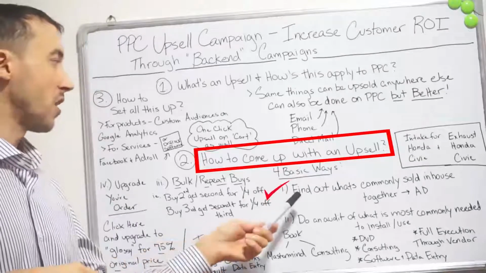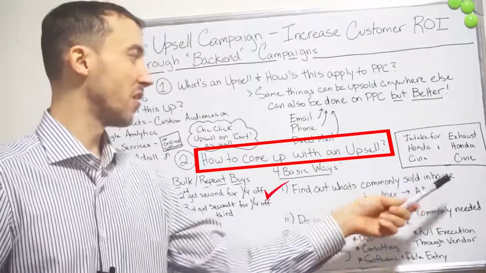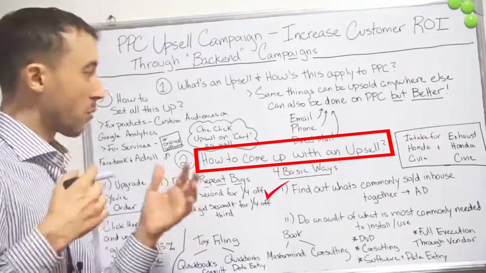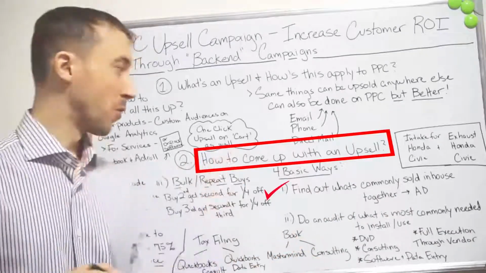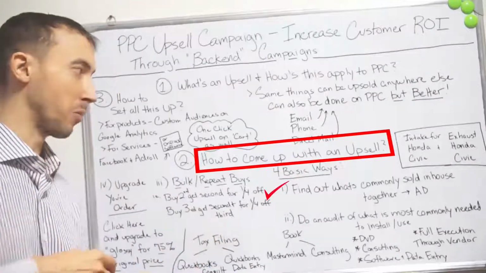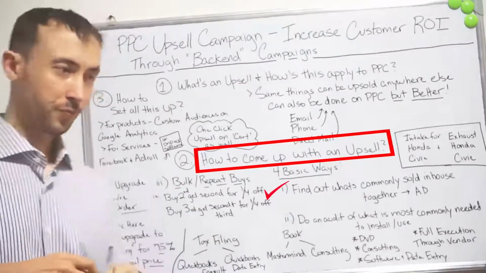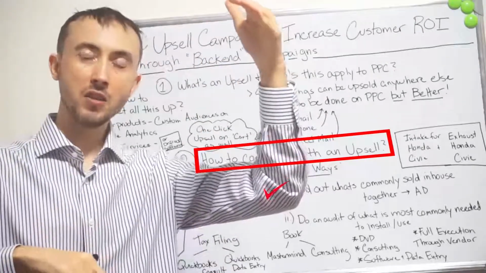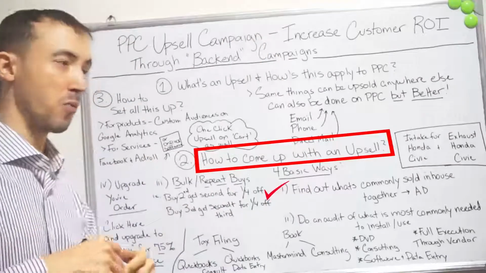So anyway, the first of which is you find out what's commonly sold together in-house for what you have right now. I'm referring mainly to product businesses or e-commerce businesses that are selling products. There's a way that you can download all the orders from all the customers that you have, and if not, you can start to collect that data.